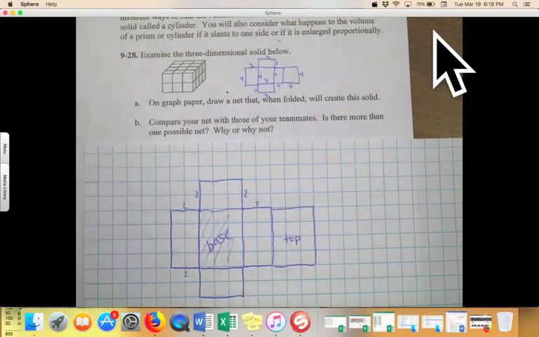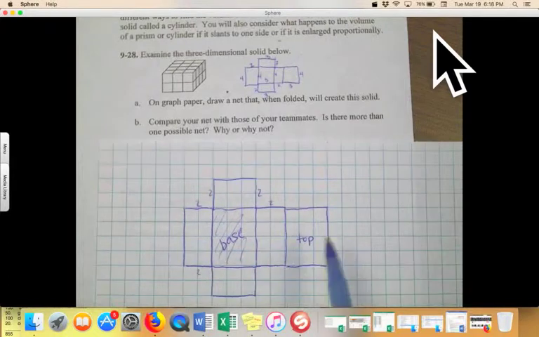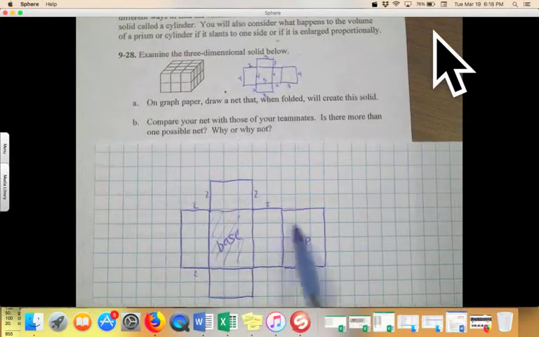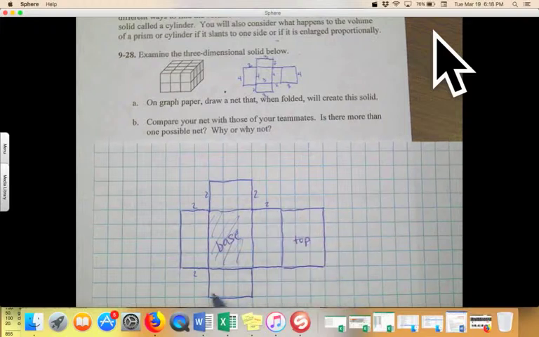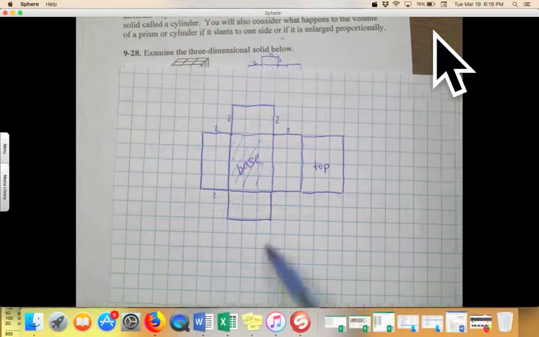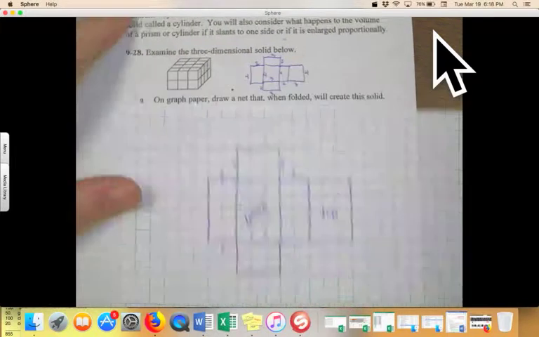Okay. So it says to draw a net that when folded will create the solid. Compare your net with those of your teammates. Your teammates may have added the wings, another wing over here. They may have added the top along a different one of the wings. So there's definitely some different options here.